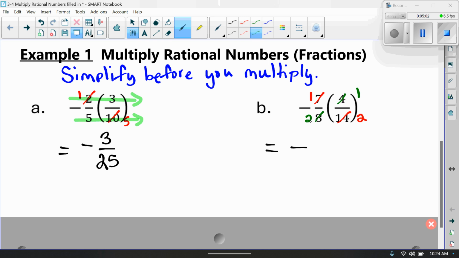And now I'm going to use yellow this time because the other one was too dark. Now we're going to multiply straight across. Is everybody with me? So here, 1 times 1 is 1, and 2 times 2 is 4. So see, if you simplify before you multiply, you don't have to simplify at the end. Is everybody clear? But if you don't simplify before you multiply, you need to remember to simplify at the end.